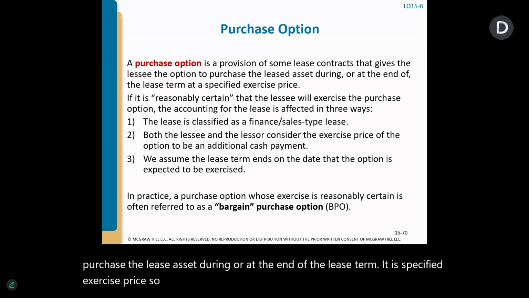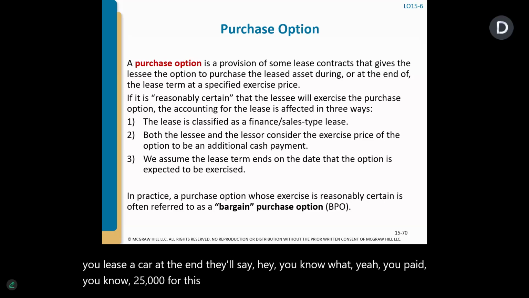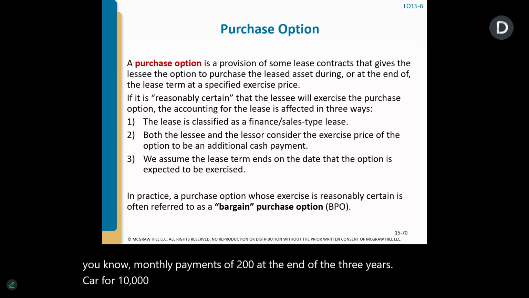You'll see this often with cars, right? Especially when you lease a car, at the end they'll say, hey, you leased the car and paid monthly payments of $200. At the end of the 3 years, I'll sell you the car for $10,000. Right? So the individual or the company has the option to determine whether or not they want to exercise that option.